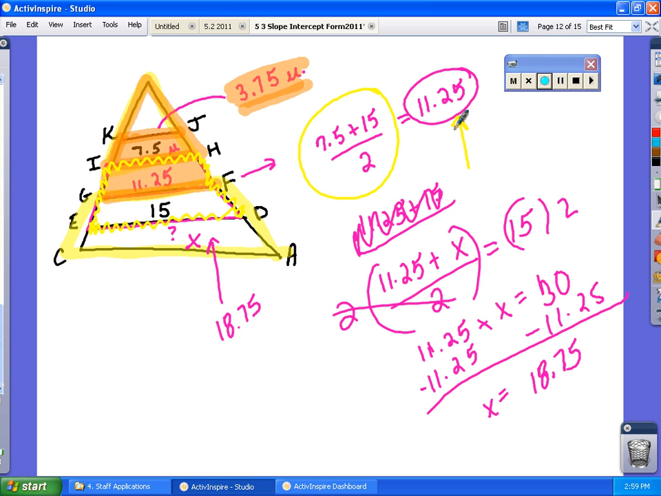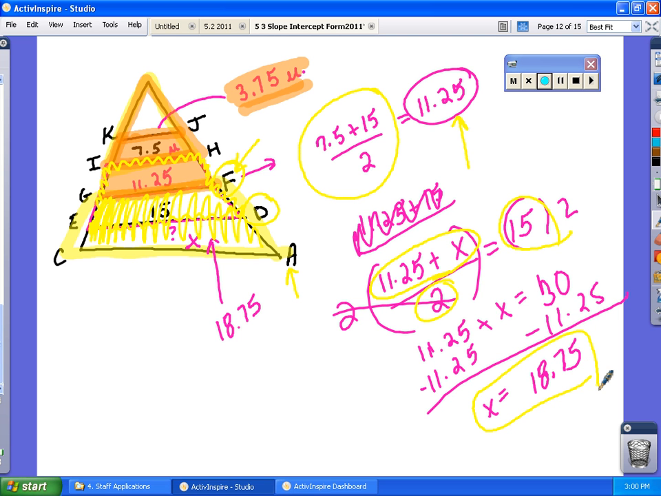Last thing I notice is that I don't have CA, but now I'm going to use this trapezoid, and I have GF, I have the mid-segment. Remember, ED is now the mid-segment of that trapezoid. What I'm missing is the side. So now it's going to be the two bases, one which I don't know, 11.25 plus x, divided by 2 equals the mid-segment of 15. So you can see that the first thing I did was multiply both sides by 2, and that got me 11.25 plus x equals 30, and then I solved for x, and I got my final answer.